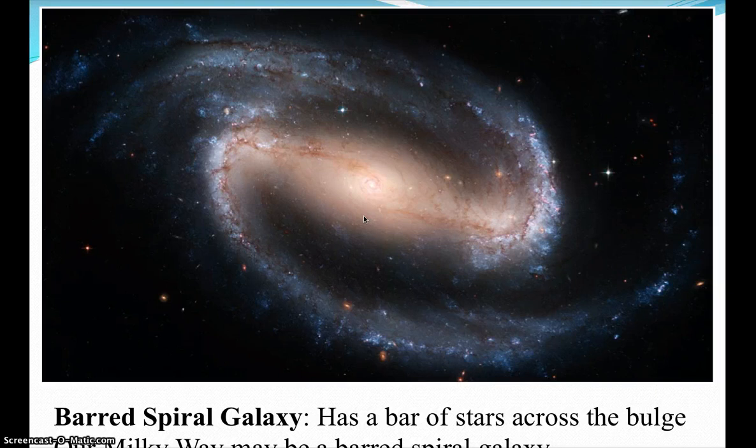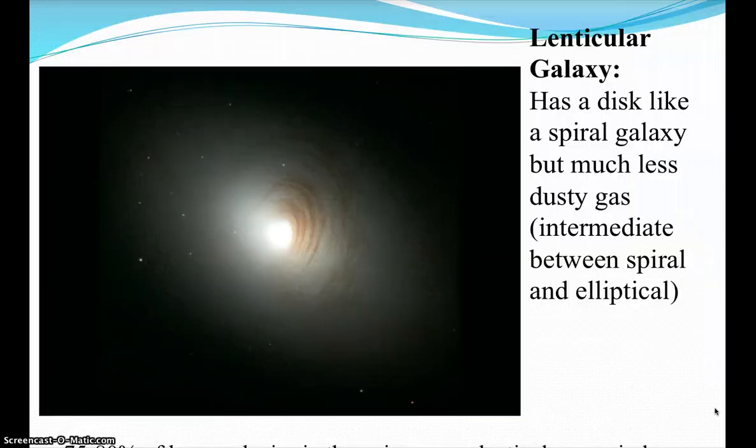There are also barred spiral galaxies that, instead of being completely spiral, there seems to be sort of a bar in the center. It actually turns out that the Milky Way might be a barred spiral galaxy, but we can't be sure because we haven't been able to travel outside of the galaxy to view it. A lenticular galaxy is a disk-like spiral galaxy, but with much less dusty gas. It's somewhere in between a spiral and an elliptical galaxy.